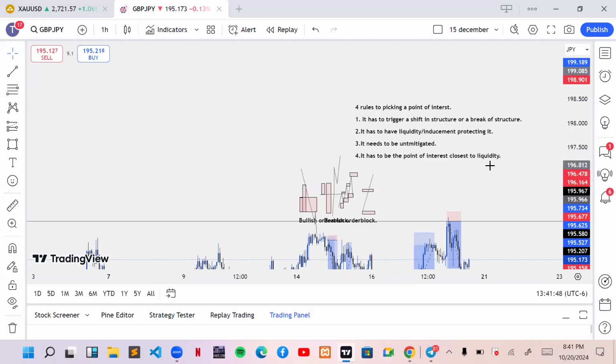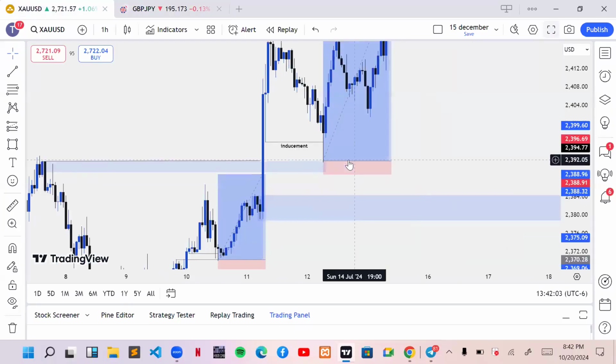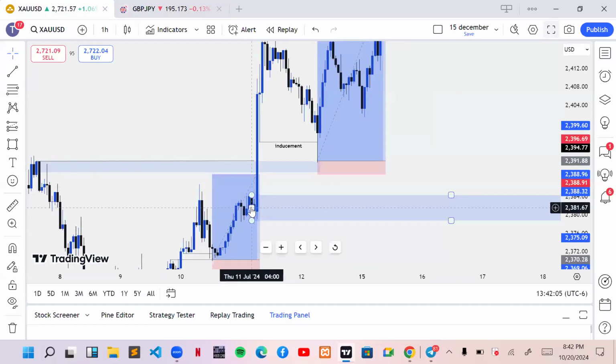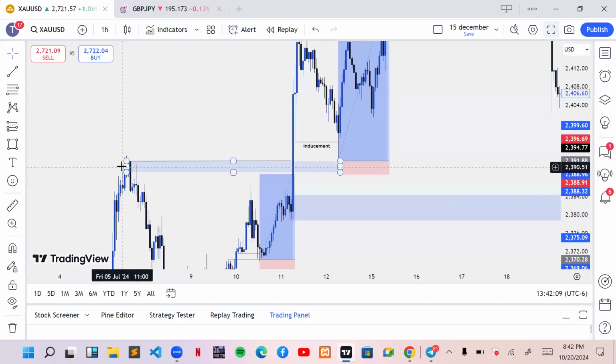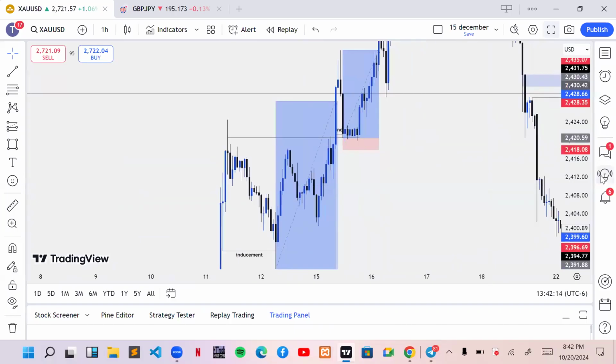It has to trigger a shift of market structure or break of structure. It has to have liquidity or inducement protecting it. It needs to be unmitigated. It has to be the point of interest closest to liquidity. Pay attention to this rule. We hardly use these setups. Most people would have been waiting to take their trade from this other block. Most people that trade only order blocks will be ignored, because the breaker block is clearly the one closest to inducement, or to liquidity.